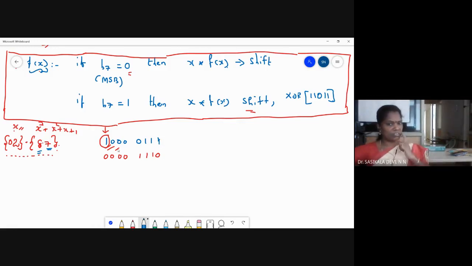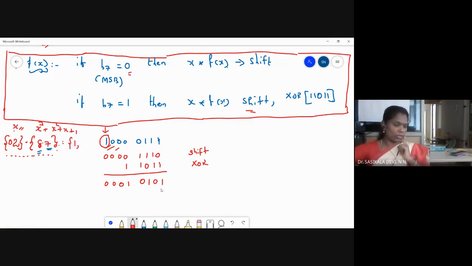So the most significant bit is 1, so two operations are required. The first operation is shifting, followed by XOR with 1, 1, 0, 1, 1. Doing the XOR, the result is 0, 0, 0, 1, 0, 1, 0, 1. Its equivalent hexadecimal representation is 1 and 101, which is 5, so you need not use a comma here. So this is nothing but 1, 5. So 0, 2 into 8, 7 is 1, 5.